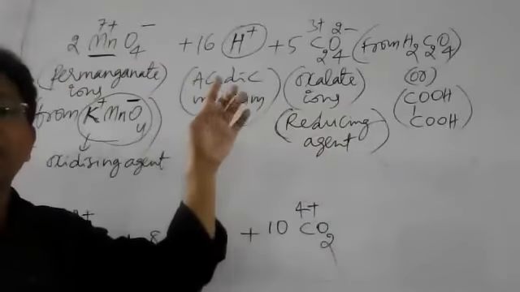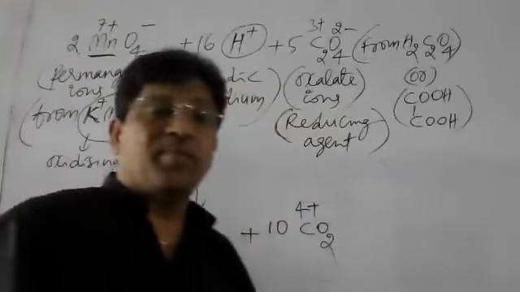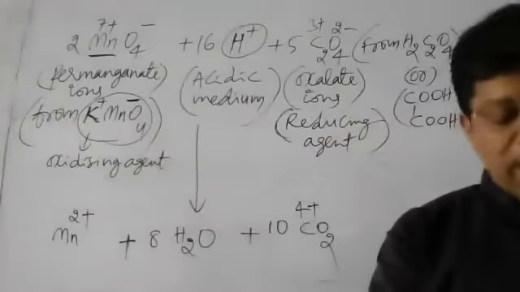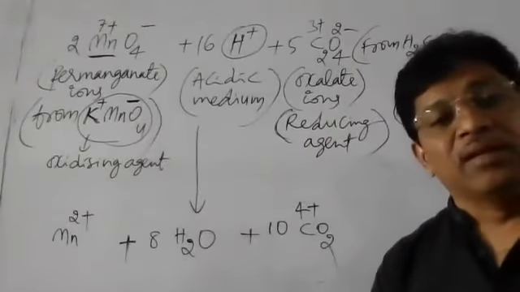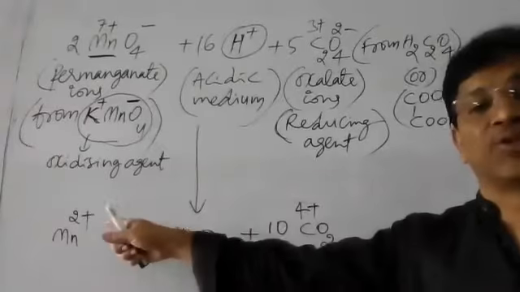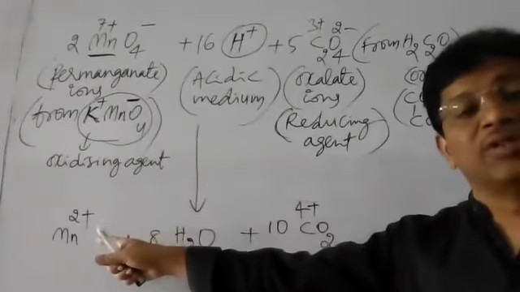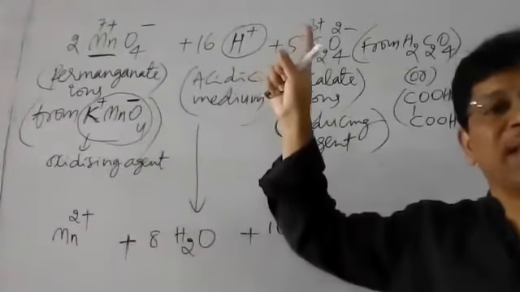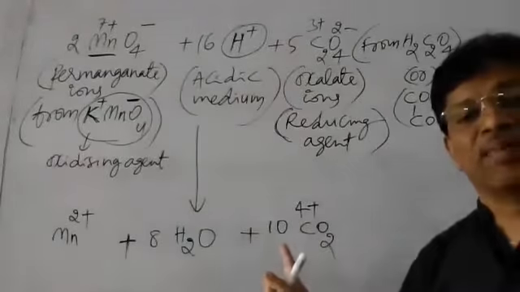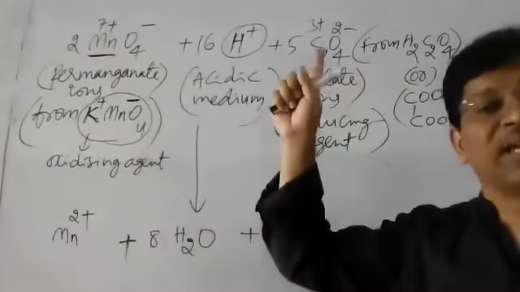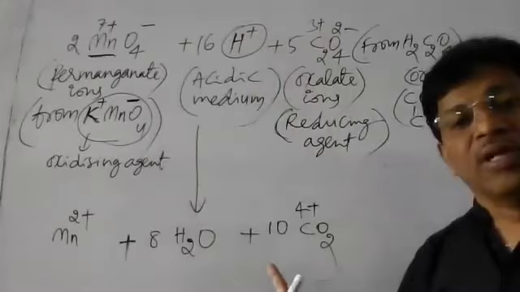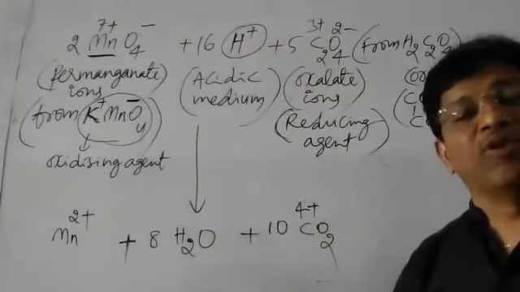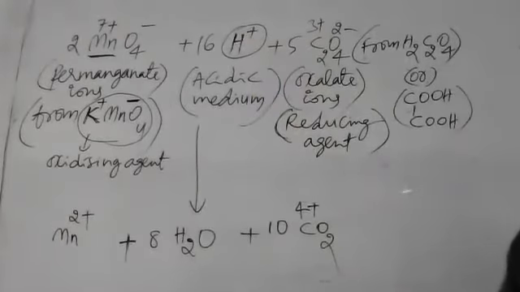Okay, so now potassium permanganate reacts with oxalic acid. In which medium here? Acidic medium. In acidic medium, the reaction is going on. In acidic medium, the Mn+7 ions will always be reduced to give Mn+2. And C+3 of oxalate ions will be oxidized to give C+4 in CO2 molecules. So this area we have to understand.